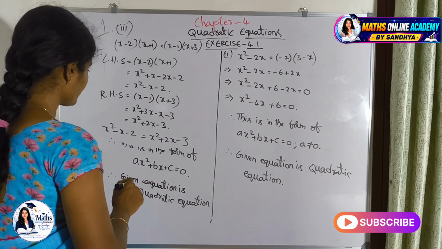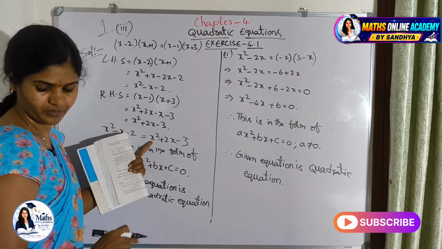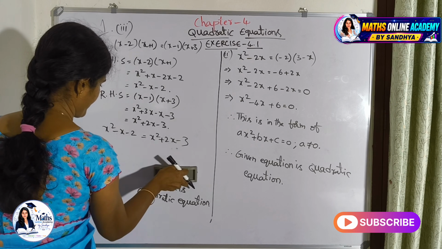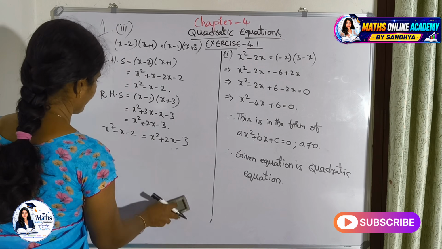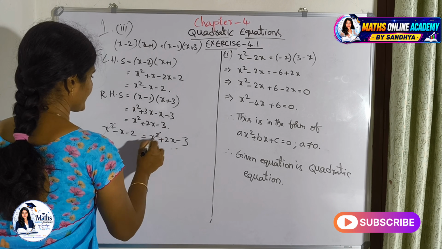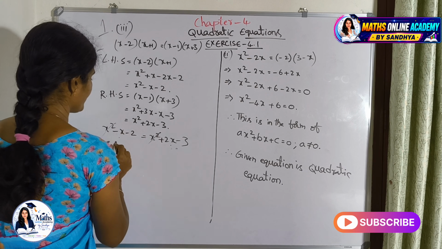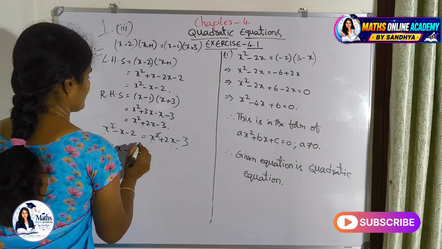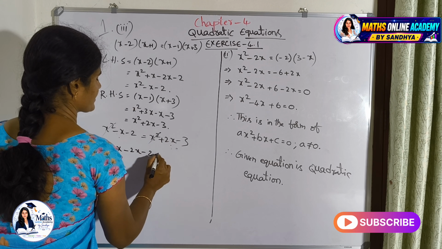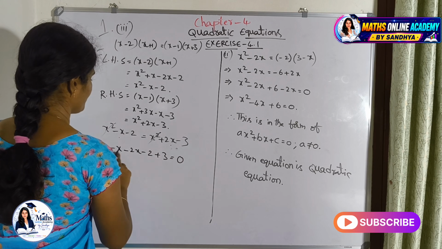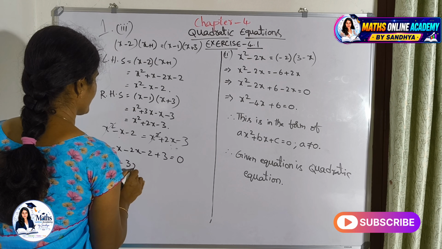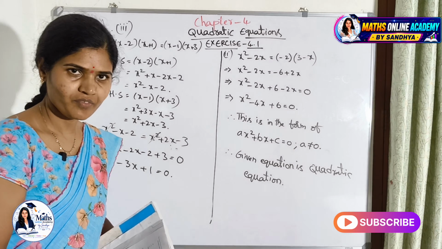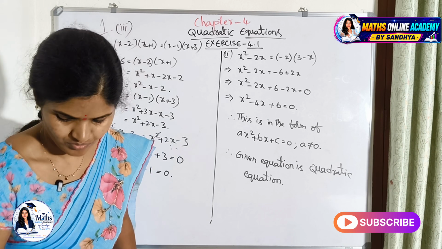Here x square, both are the same, so they cancel. Minus x, you take one side. Minus 2, you take plus 3. Equal to 0. So, minus 3x plus 1 equal to 0. Is this in the form of ax square plus bx plus c? No.